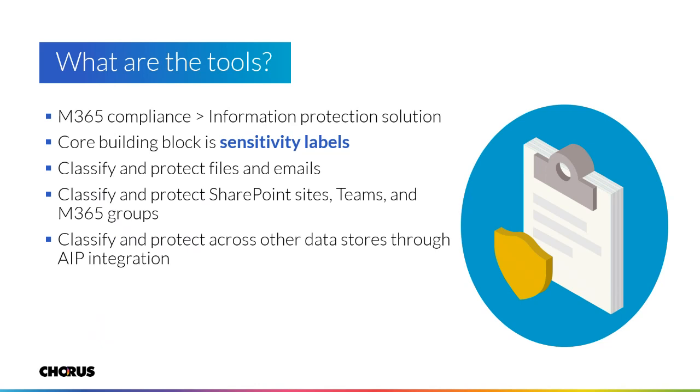So the tools here fall into the information protection solution in Microsoft 365 Compliance. And the core building block is sensitivity labels. And these allow us to do various things. So they allow us to classify and protect files and emails, also classify and protect containers like SharePoint sites and Teams and other Microsoft 365 groups. And we can also classify and protect across other data stores, on-premise data stores, other cloud platforms through AIP integration.